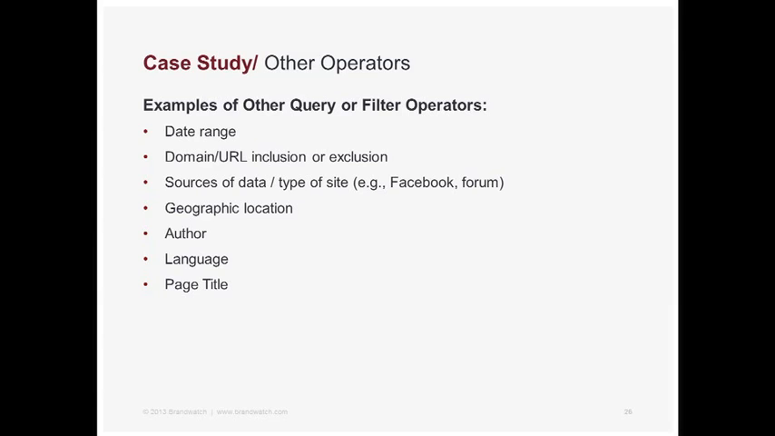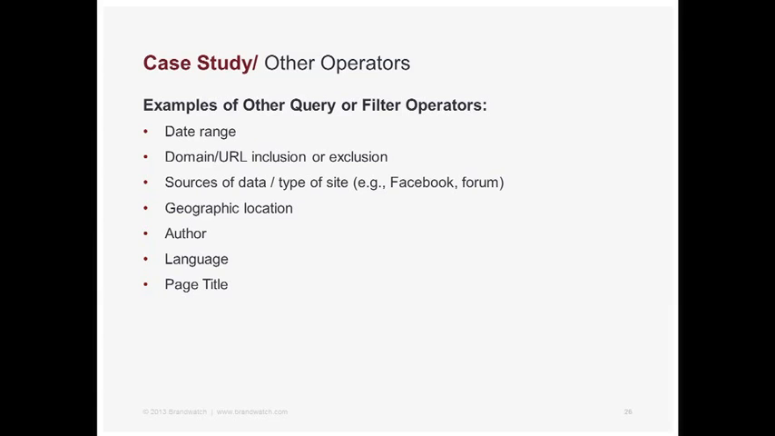So there are a lot of other operators you can use, and some of the tools let you do it as part of the query. Other ones let you do it as a filter after your query to limit what you see in the list of mentions. One of the things is a date range. You can specify exactly what dates you want to look for or a period of time, like a month ago, 2 months ago. You also might want to include or exclude certain domain names.